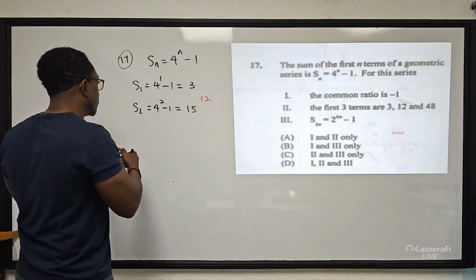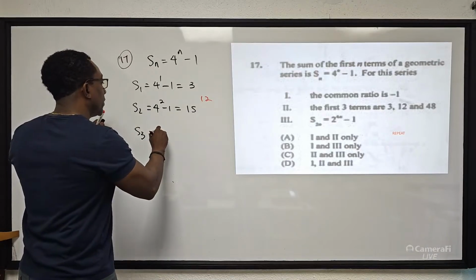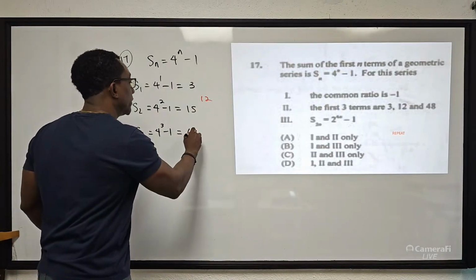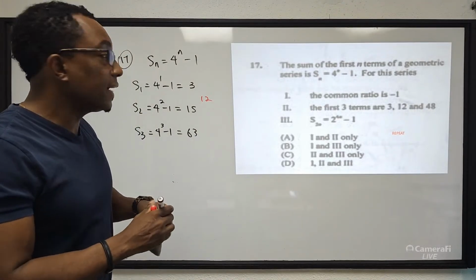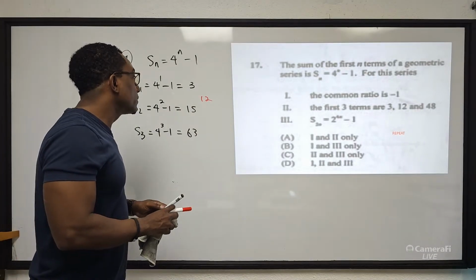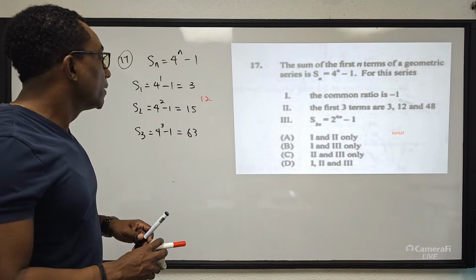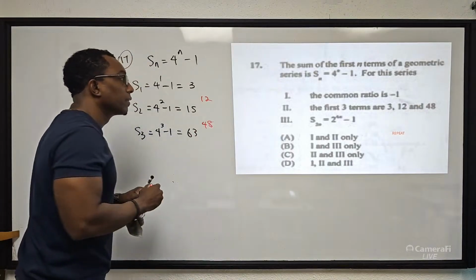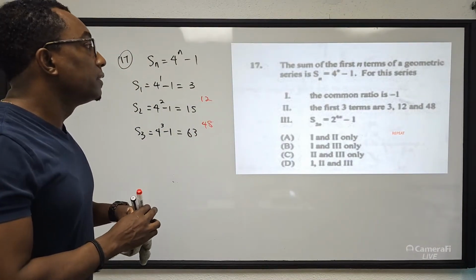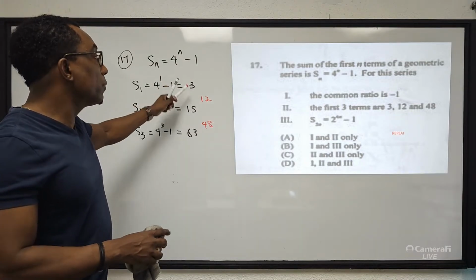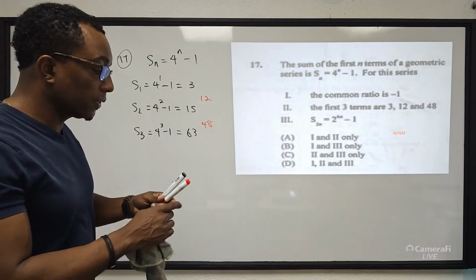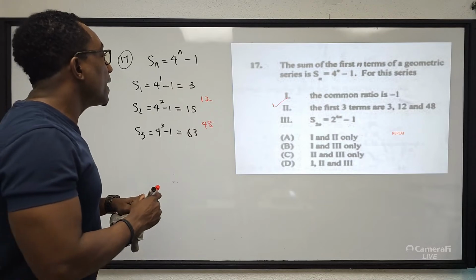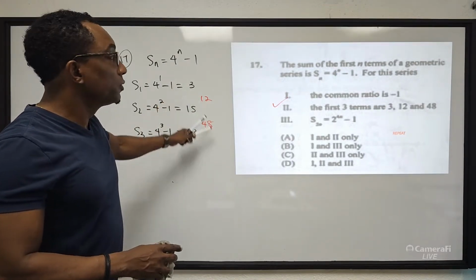And what will be the sum of the third? This is 4 to the power of 3 minus 1, which is 64 minus 1, which is 63. So to find the third term, what am I going to add to 15 to give me 63? It has to be 48. So the first three terms are 3, 12 and 48, which is right.